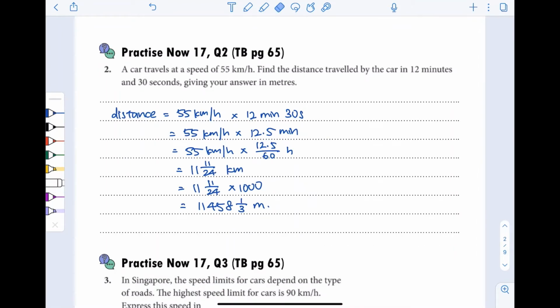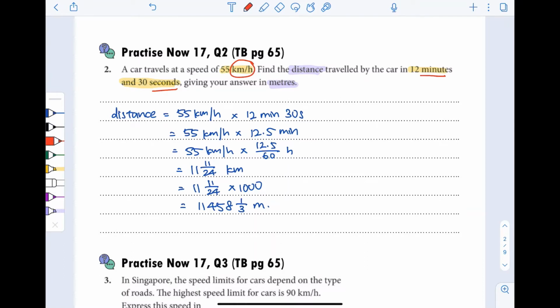We next take a look at question 2 of practice now 17. In this question, we are given that the car travels at a speed of 55 km per hour, and we want to find the distance traveled by the car in 12 minutes and 30 seconds. Observe that the units of the speed is km per hour, and the unit of the time is minutes and seconds. And eventually, in our question itself, we want to find the distance, and that should be in meters.